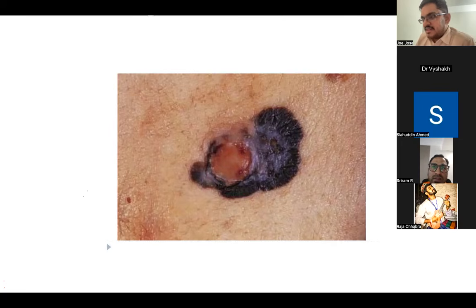Now suppose this is a stage 3 lesion. It has spread to the nodes as well. What will be your management there? In that case, I'll consider a neoadjuvant approach. I'll give neoadjuvant immunotherapy for up to 3 cycles. Then later, reassess the patient for surgery and then continue.